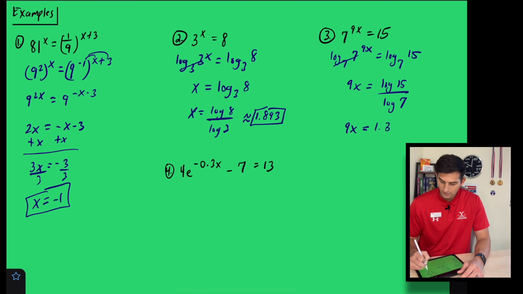So 1.392, and now we're going to divide this by 9. I'm just going to type divide by 9 in my calculator, and this gives me x is approximately 0.155.